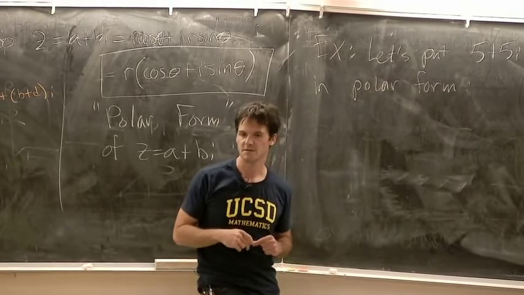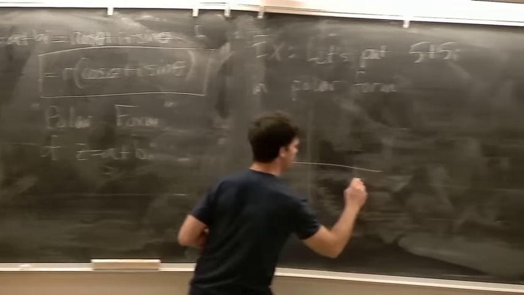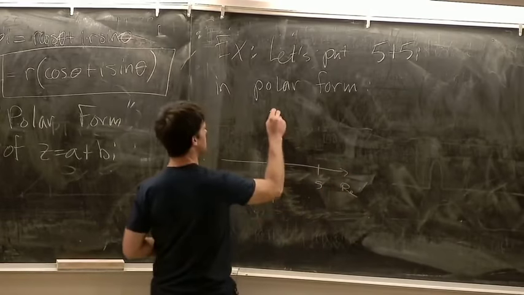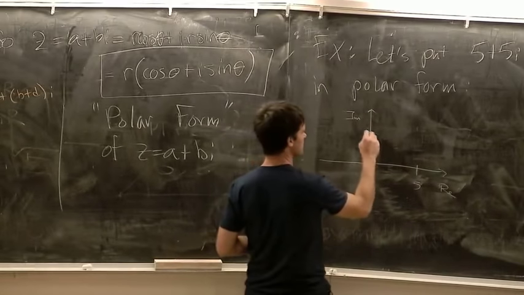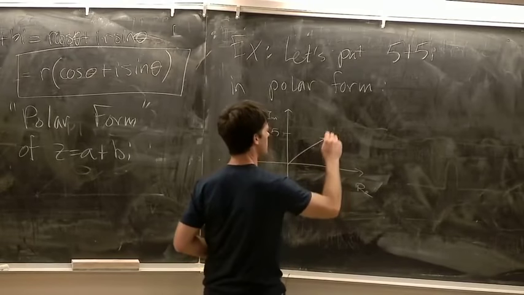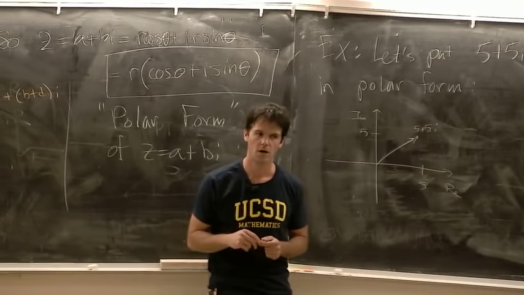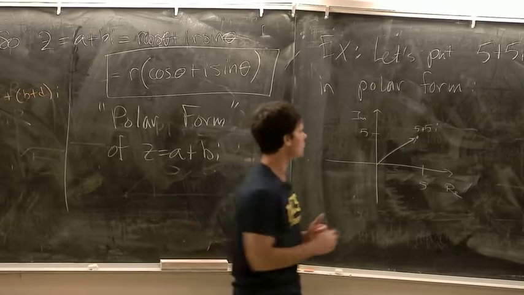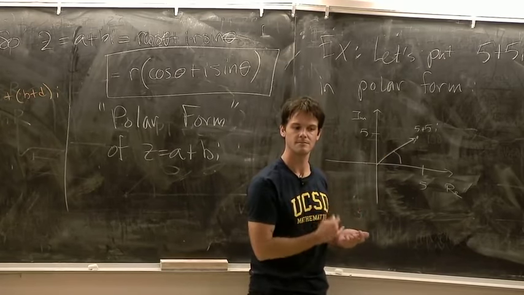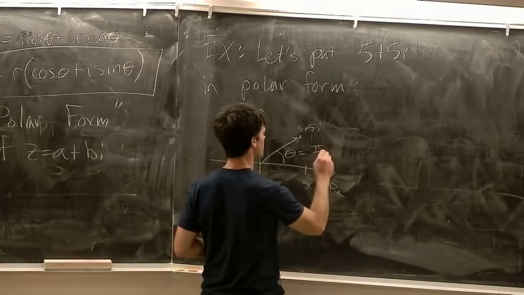I usually like to draw a picture. So let's draw a picture of this. Here's the real axis. Here's the imaginary axis. So let's go up 5 on both of those to put us right here at 5 plus 5i. What's the angle, how about? Pi over 4, good. Theta equals pi over 4.